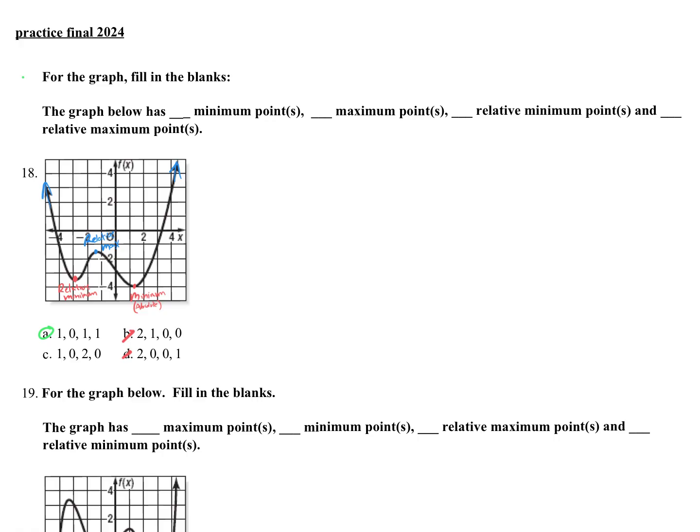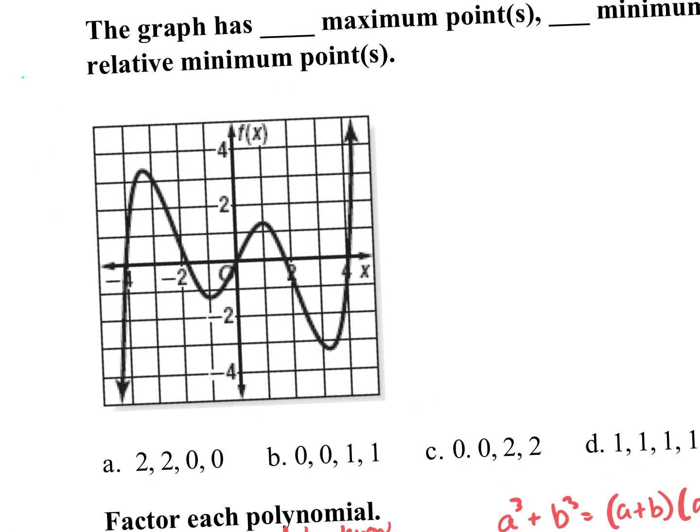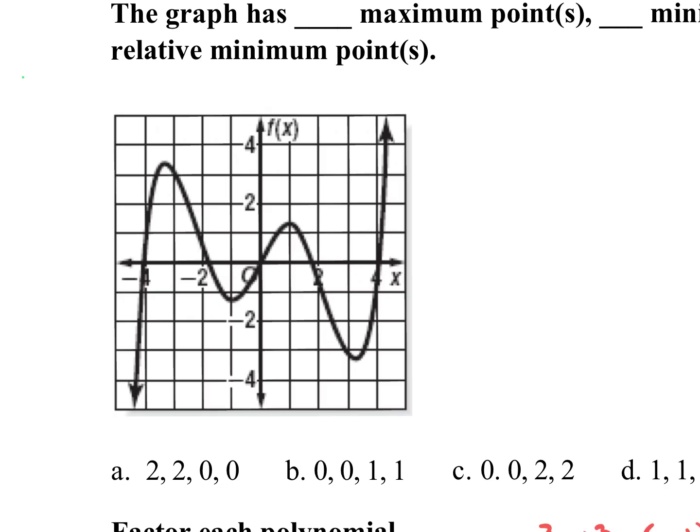Okay, so let's move on. Here's another exact question. Do we have any absolute max? No, we just have this relative max. We have this relative max. How about minimums? That is a relative min, and this is also a relative min. Why is that? Because it goes down forever. There is no absolute minimum. It goes down forever. There is no absolute max because it goes up forever.